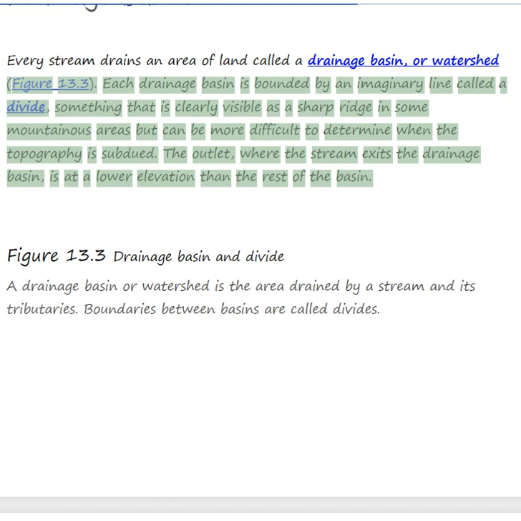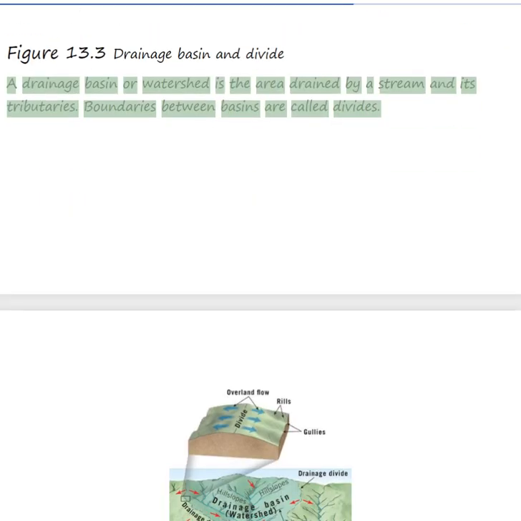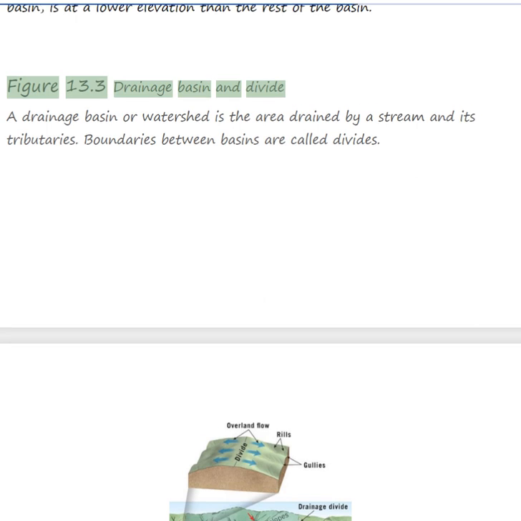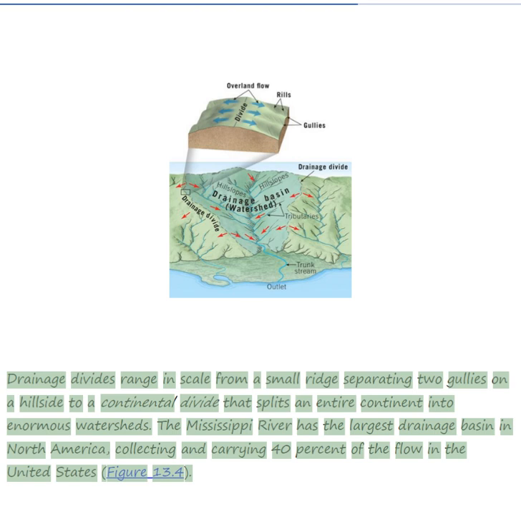The outlet, where the stream exits the drainage basin, is at a lower elevation than the rest of the basin. A drainage basin or watershed is the area drained by a stream and its tributaries. Boundaries between basins are called divides. Figure 13.3 Drainage basin and divide. Drainage divides range in scale from a small ridge separating 2 gullies on a hillside to a continental divide that splits an entire continent into enormous watersheds.